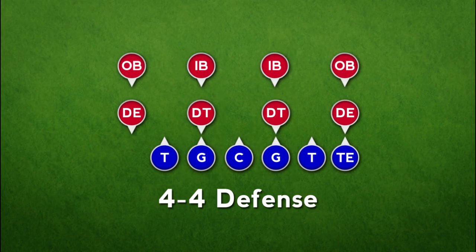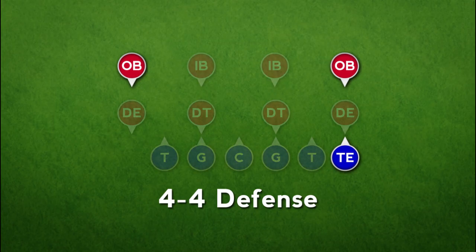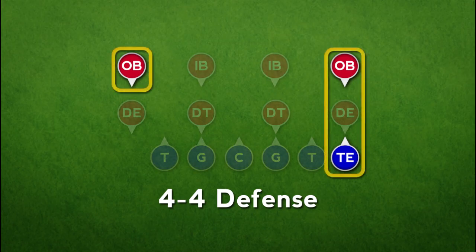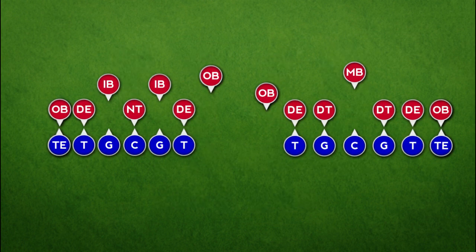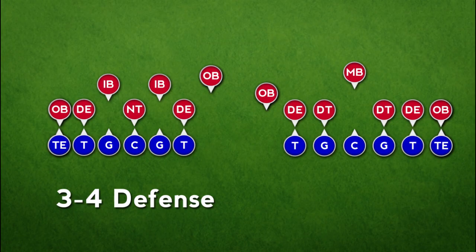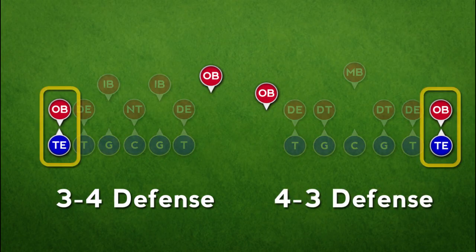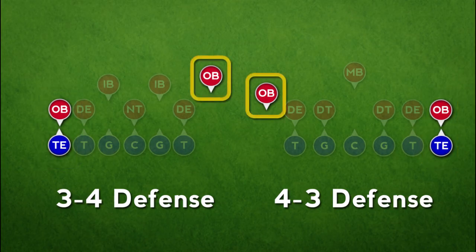In a 4-4 defense, the 2 outside linebackers will line up off the line of scrimmage directly in front of a tight end if there is one on his side. In a 3-4 or 4-3 defense, the 1 outside linebacker will often move up on the line of scrimmage directly in front of the tight end, while the other outside backer will move back of the line and be outside the defensive lineman in front of him.